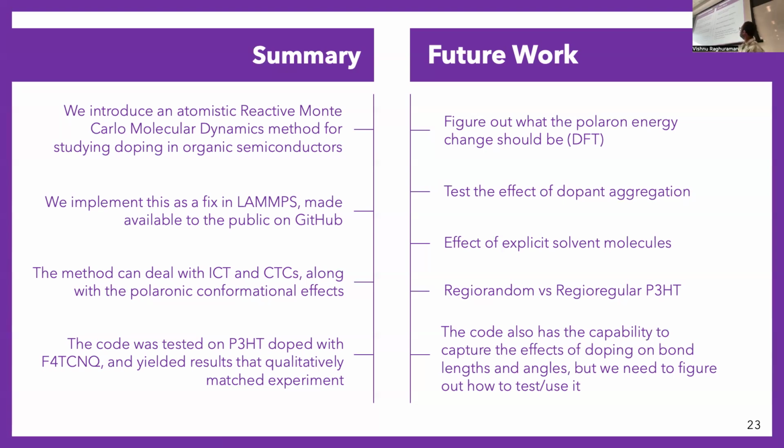It will discourage doping. Then there's regiorandom versus regioregular, which is about how the side chains affect your system, because the side chains are kind of annoying. They don't really do anything in terms of the physics of the system. They're there for solubility and things like that. But how do those things affect your doping? And we have a bunch of other effects that we want to test. So basically, we're currently in the stage where we have this tool and we're trying to apply it to various systems and see what interesting results we can get. Yeah, that's basically that.